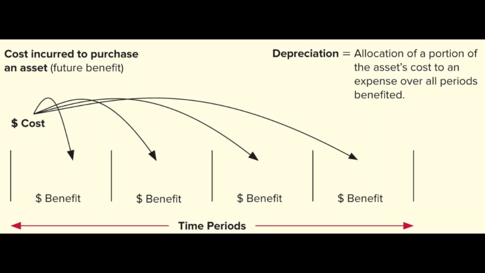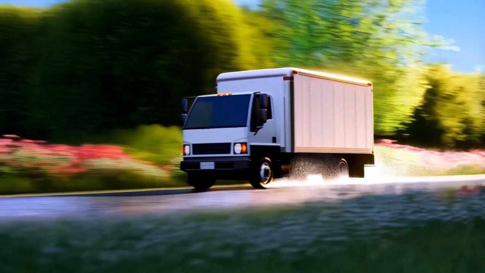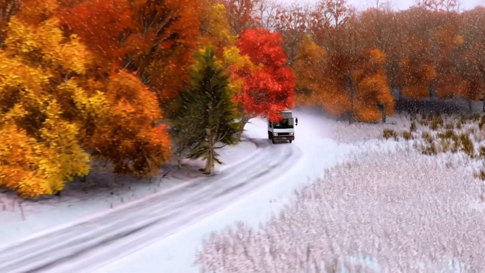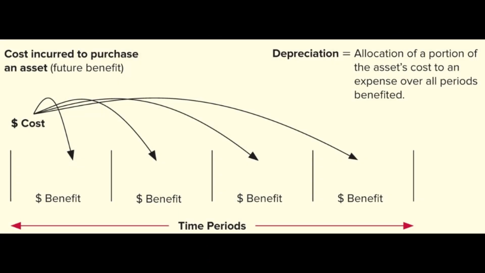We aren't trying to guess the asset's market value each year. We are simply spreading its original cost over the periods that it helps us generate revenue. Think of it like this. We incur a large cost to purchase an asset today, and that asset provides benefits for many future periods. Depreciation is a process of matching a portion of that cost to each of those periods.